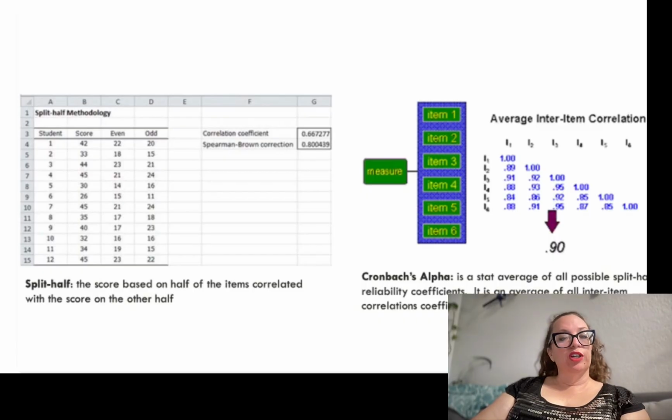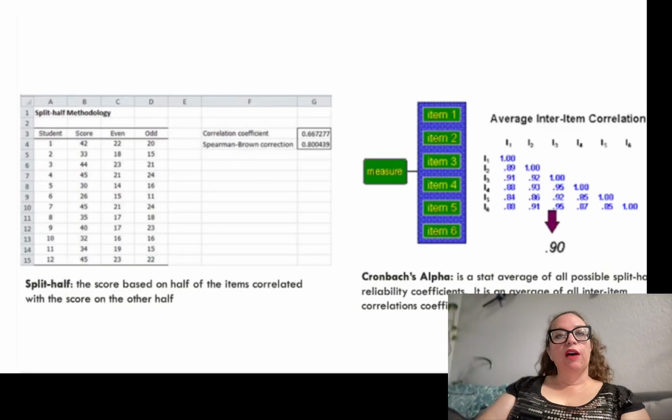Inner item correlation, how we get Cronbach's alpha, is a little bit more complex. And we just learned about correlation matrices in a previous exercise, if you remember. So what we have here is a correlation matrix. What's happening here is that they're taking any two questions on a measure and correlating them with each other.